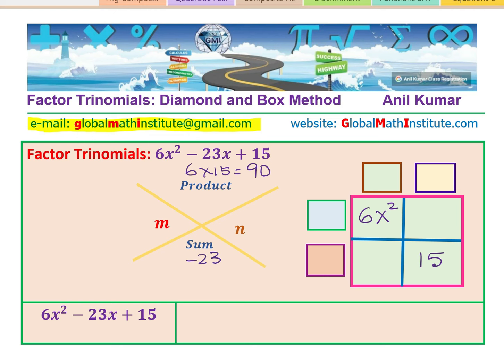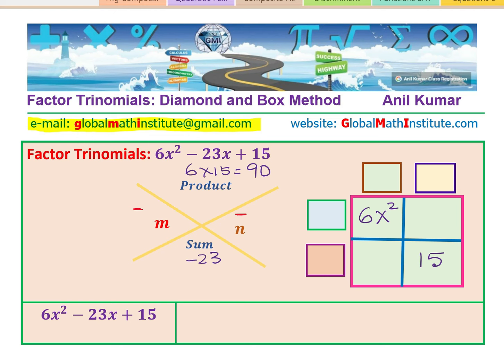Since the product is positive and the sum is negative, both numbers should be negative, right? So we know one thing, that both are negative numbers, right? So what could they be? Sometimes it is challenging because 90 could have many factors. For example, 9 and 10. But 9 and 10 doesn't work because when you add 9 and 10, you get 19, not 23.